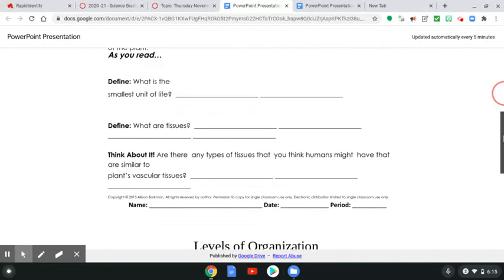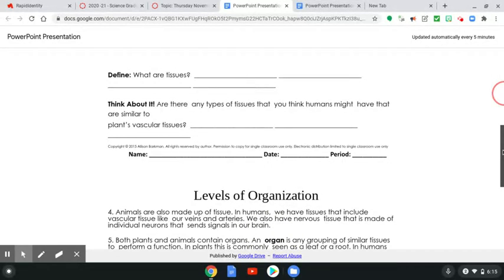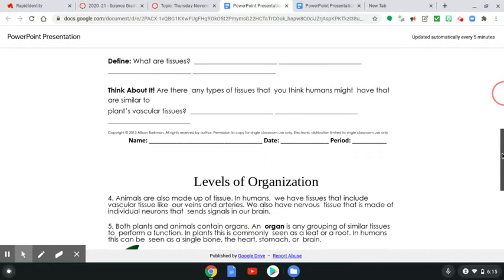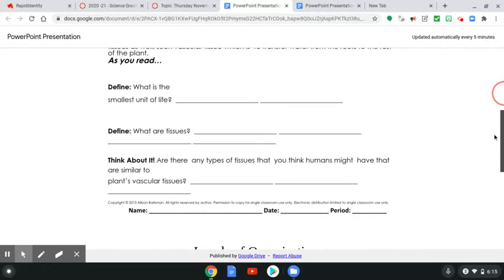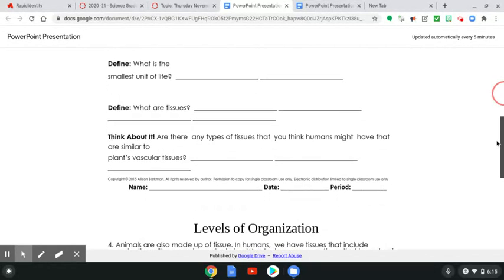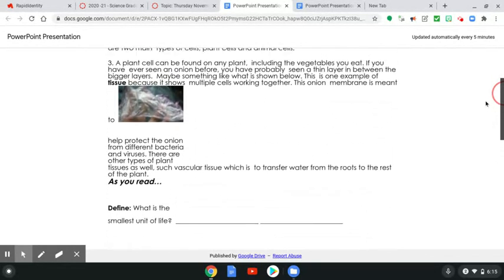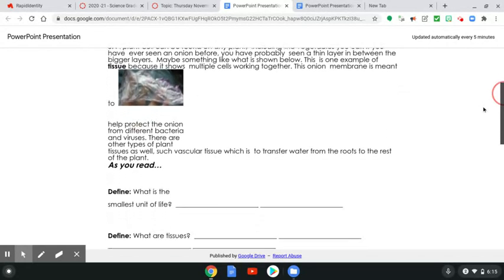What is the smallest unit of life? What are tissues? Are there any types of tissues that you can think that humans might have that are similar to a plant's vascular tissues? And that would be vascular tissues in a plant are what carry things like water from the roots.